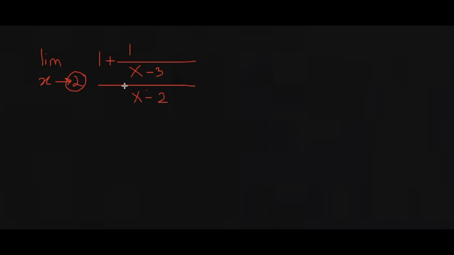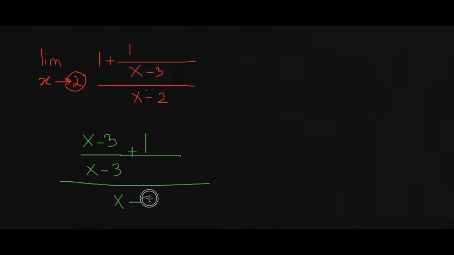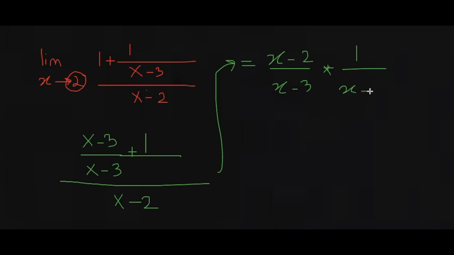So I am going to simplify the top by making this 1 part of this fraction by multiplying the 1 by x minus 3 over x minus 3, then plus 1, and it would all go under one denominator, divided by x minus 2. X minus 3 plus 2 just gives you x minus 2 over x minus 3, and all of that is divided by x minus 2, which I'm now going to write out as multiplied by 1 over x minus 2.